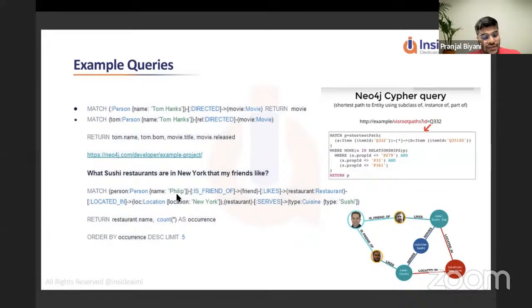right? Person named Philip is a friend of a variable friend. For all the friends, they like restaurants. The restaurants are located in New York, and the restaurant also serves cuisine sushi. Right? I can access and answer this question like this. And these are simple queries. I mean, yes, you will have to focus on some amount of syntax. You'll have to do some practice. But the possibility and the potential of using graph data in the future by learning this Cypher query language is amazing. I mean, it's really a very progressive field in today's day and age, right?